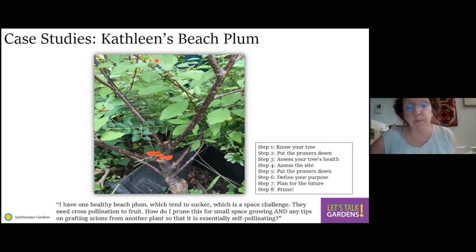And I'm wondering, should I prune out all the side ones? And then I also want to graft another beach plum onto this one because they need another beach plum in order to cross-pollinate. So I haven't really done a lot of grafting before, but I thought, well, is that promising? Could I get another beach plum, graft some branches onto this one and end up with a double tree so that I'd actually have a native plant that produces fruit? I like to grow natives.